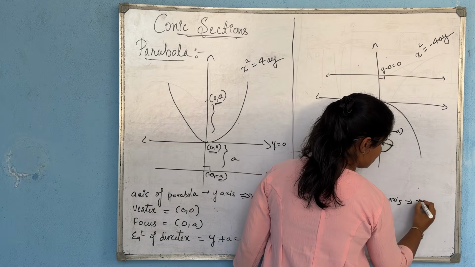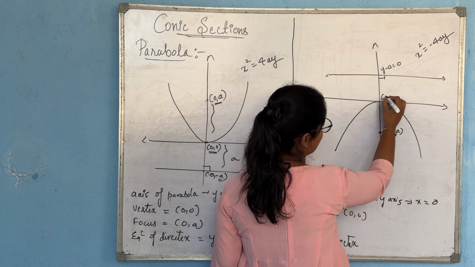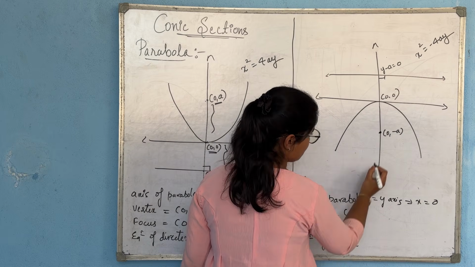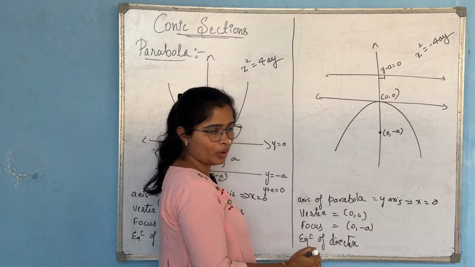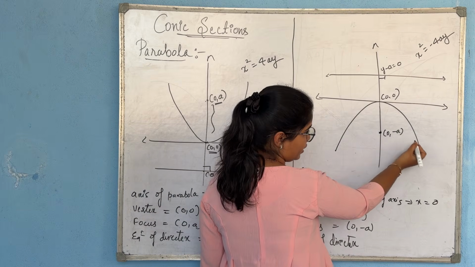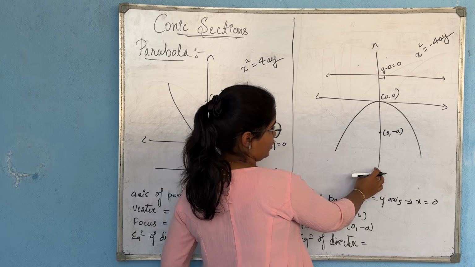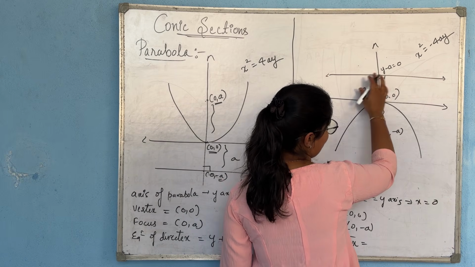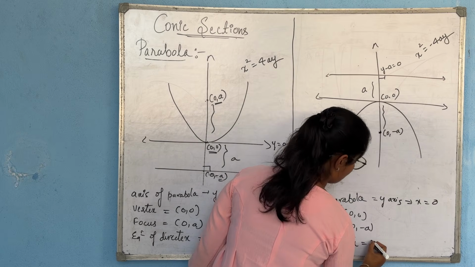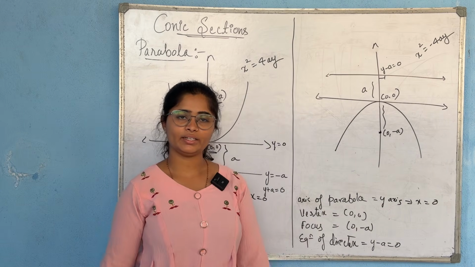Therefore, the equation of the y axis is x is equals to 0, the vertex is again 0 comma 0, and the focus here is 0 comma minus a, because it is opening in the negative y axis. And the equation of directrix: if this is a, this will also be a, and the equation of directrix for this will be y minus a is equals to 0. And here we complete the parabola.